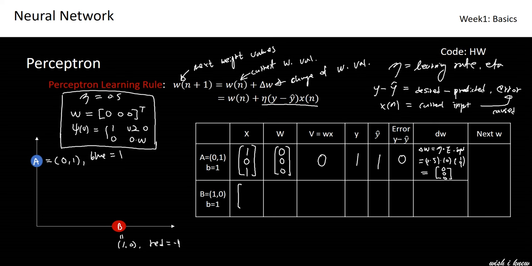And same idea here, 1, 1, 0, because bias is 1 and 1, 0 is here, and the weight vector is again 0, 0, 0. It's going to be 0, and the actual label is -1, and we predicted it as 1. Then error is going to be y minus y hat, so -1 minus 1 is -2. So our delta w will be 0.5 times -2 times our input 1, 1, 0. So it's going to be -1, -1, 0.